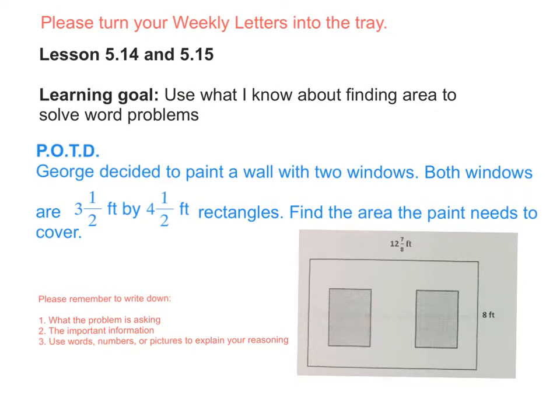Okay, so today we are combining lessons 5.14 and 5.15. Both of those lessons are about solving word problems using what you know about how you find area. Last week we worked a lot on finding the area of rectangles, first by covering it using unit squares. Remember those tiles? Then we divided up into area models, right? Then we found out how an area model is really the same as a what property?